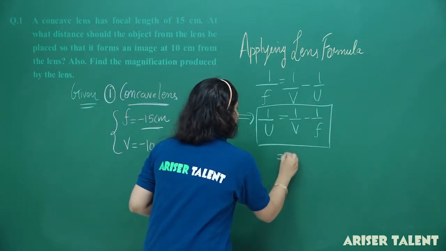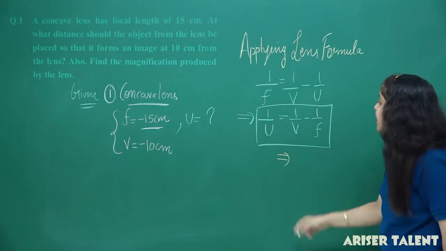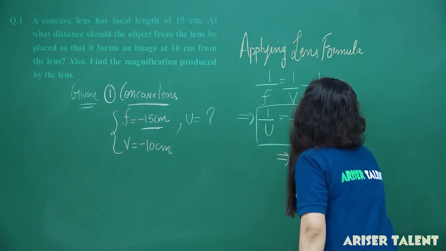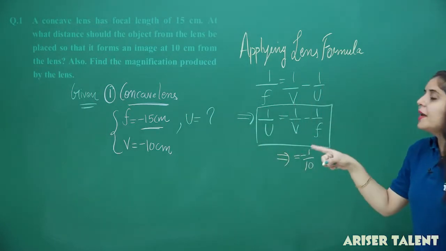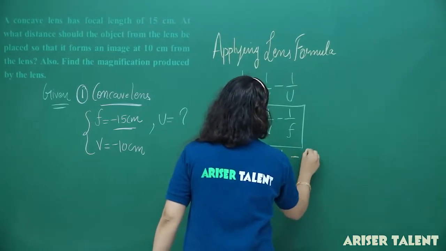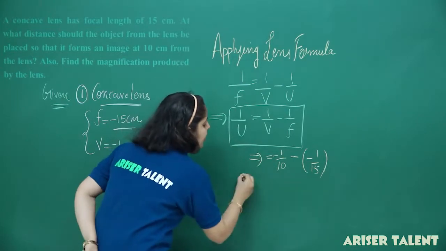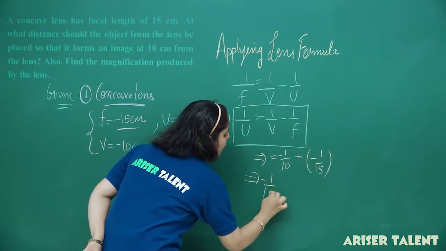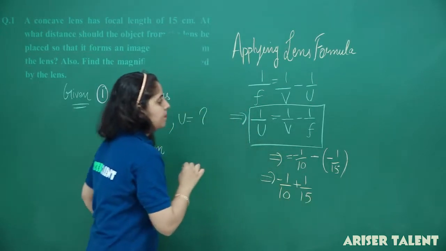Now, what is the value of v here? V here is minus 10 centimeter. So, it is equal to minus 1 upon 10. What is the value of f? F is minus 15 in this case. So, it will be equal to minus 1 upon 15. And it came out to be minus 1 upon 10 plus 1 upon 15.